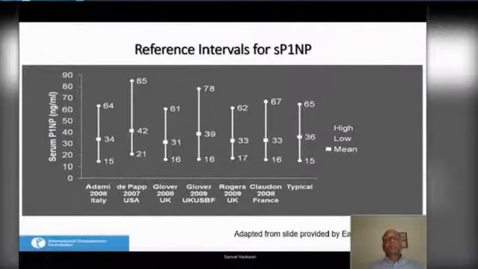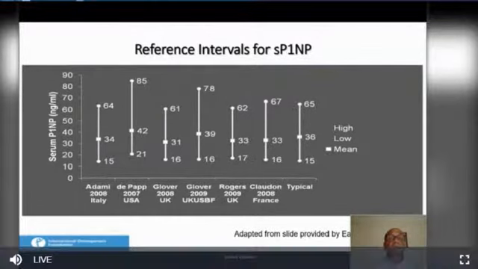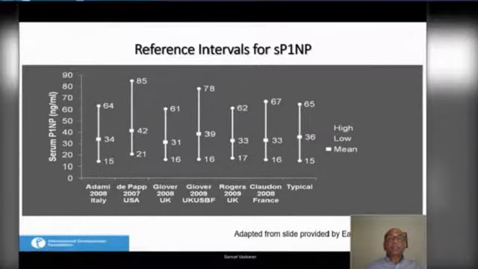Reference intervals, there are a number of studies which have been published for P1NP and CTX, and I've just given you a list of some of the assays. The reference interval in premenopausal women, and for P1NP, roughly the levels are between 15 and 60 or 65 nanograms per mil.